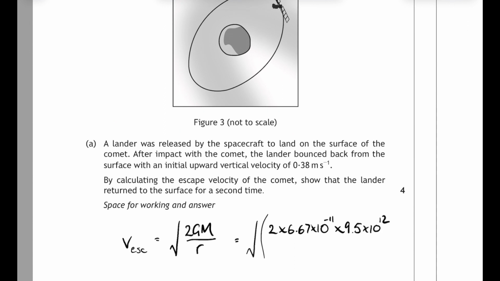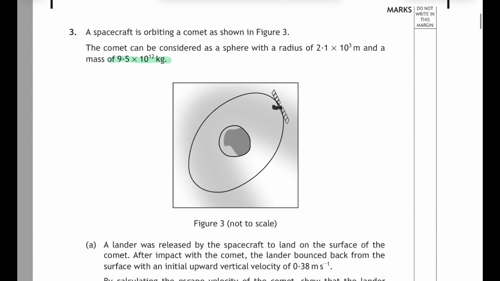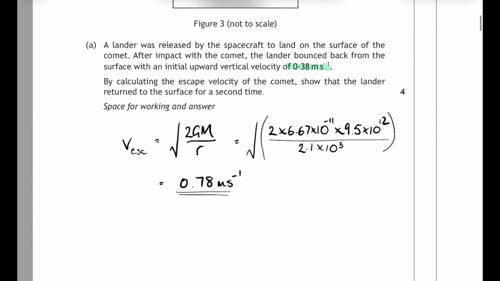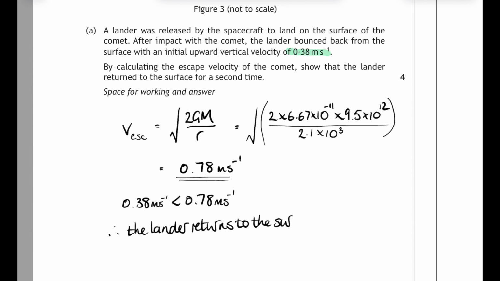And r is the radius of the comet, which again is given in the stem of the question. It's 2.1 times 10 to the 3 metres. And if you do that on your calculator, you'll get an answer of 0.78 metres per second. So, if the initial vertical velocity of the lander was 0.38 meters per second, then that is less than the escape velocity, so the lander will return to the surface of the comet.